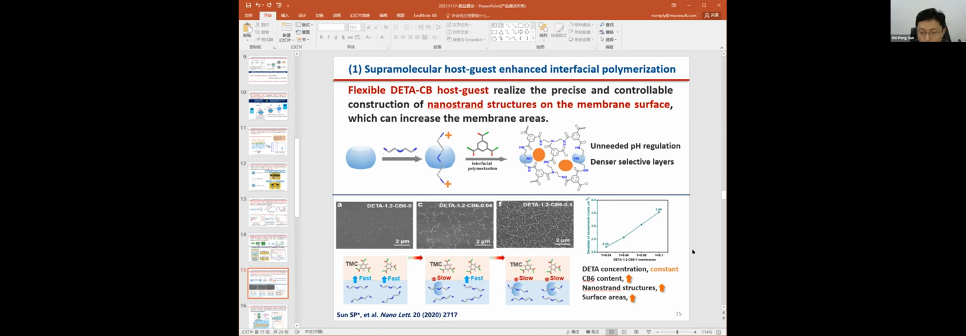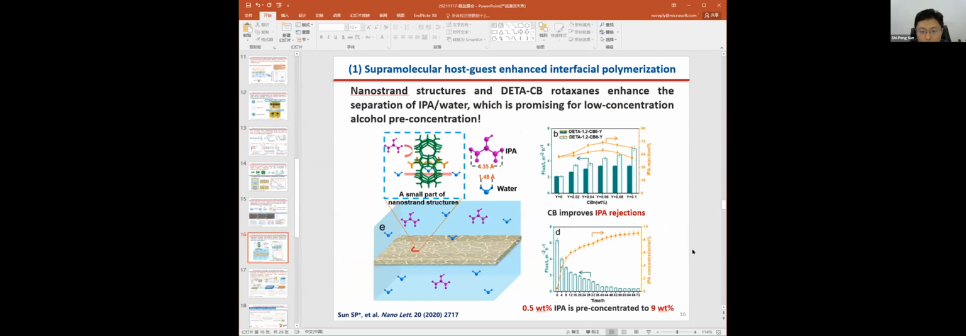This we call the self-restriction effect. So in this way, the membrane surface pattern can be linearly regulated by the CB molecules. And we use this membrane for rejection of IPA from water. We know this application is normally done by pervaporation, but we use a very tight nanofiltration membrane. We can achieve small molecule rejection, which may be significant for pre-concentration of bioethanol.